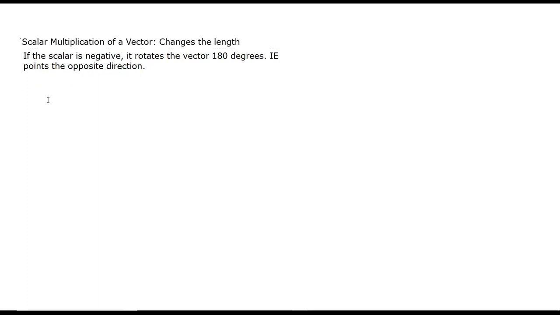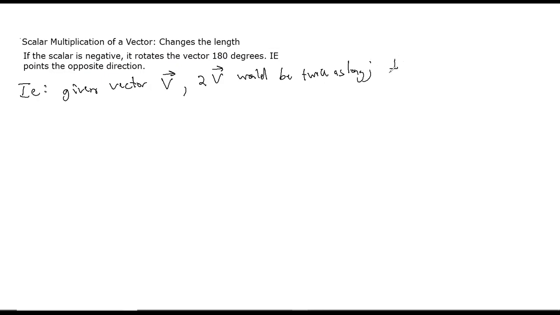So the thing I said earlier, let's write that down. So i.e., given a vector v, and I'll do it with the arrow notation this time, 2v would just be twice as long. 1/2 v would be half as long.